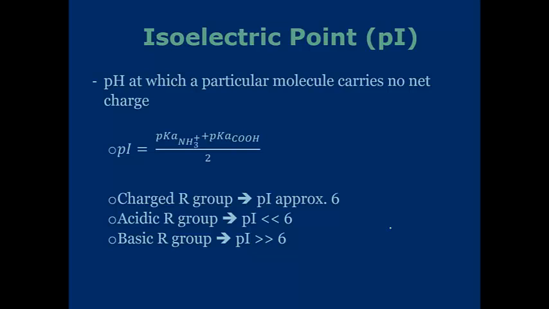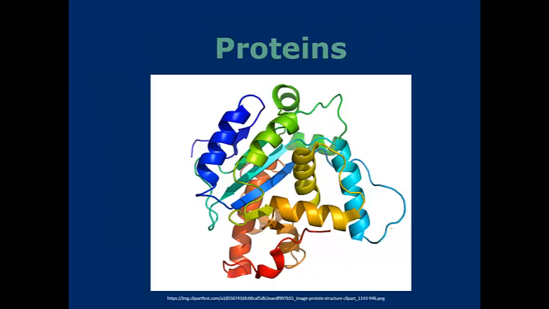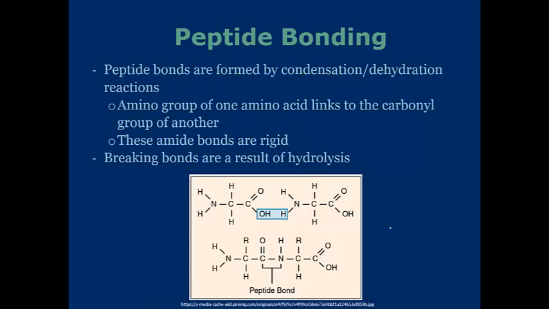If it's a charged R group, you're going to have a pI around 6, and an acidic one is going to have a pI of substantially less than that. Basic, obviously going to be substantially greater. This is based on the fact that the internal environment of most organic life is going to be slightly acidic. Now that we've talked about the fundamental building blocks, let's go into proteins in general.